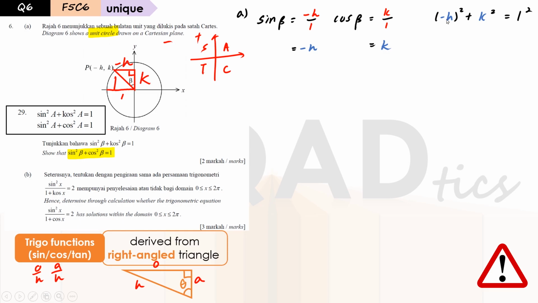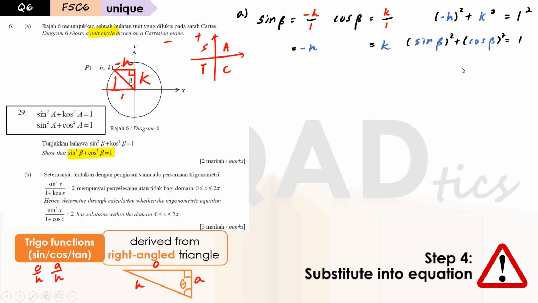Negative h here, we can substitute with sin beta. k, we can substitute with cos beta. Alright, so we put the square inside and you can see that we have proven the formula.